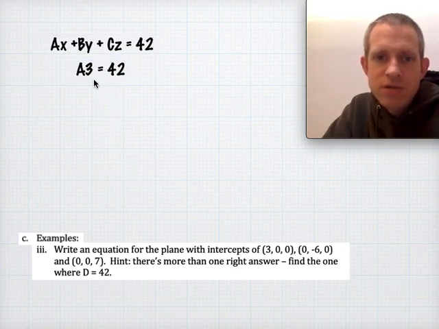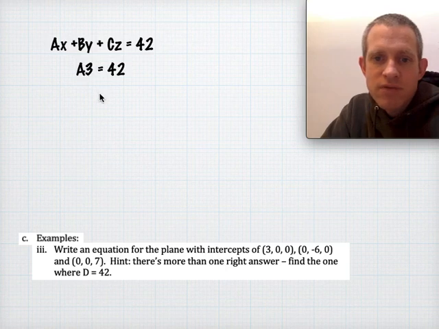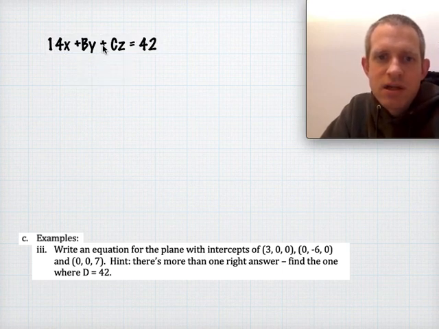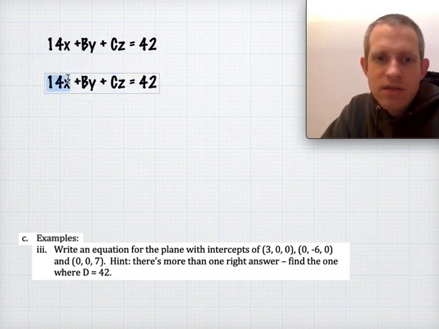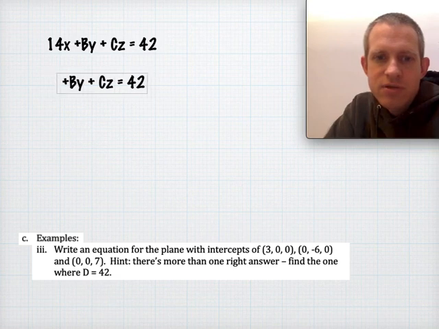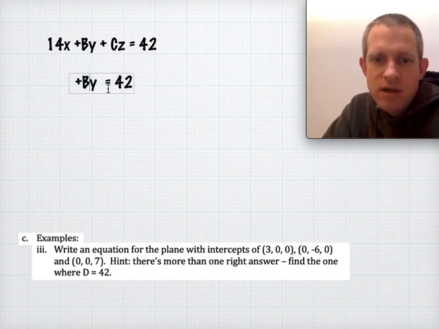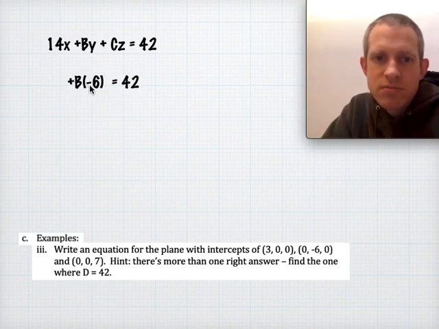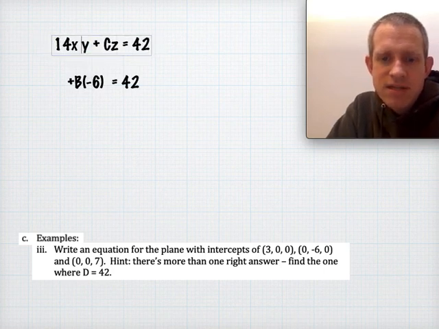And if d is 42, then, well, in order for (3, 0, 0) to be a point on the plane, a would have to be whatever 42 divided by 3 is. I think that's 14. So let's make that a 14. Likewise, if the point (0, -6, 0) is on this plane, then that means if we put a 0 in for x, this term goes away. If we put a 0 in for z, this term goes away. And we have a negative 6 in for y. In order for this to be true, b would have to be, is it negative 7? I think so. So we'll make that minus 7.